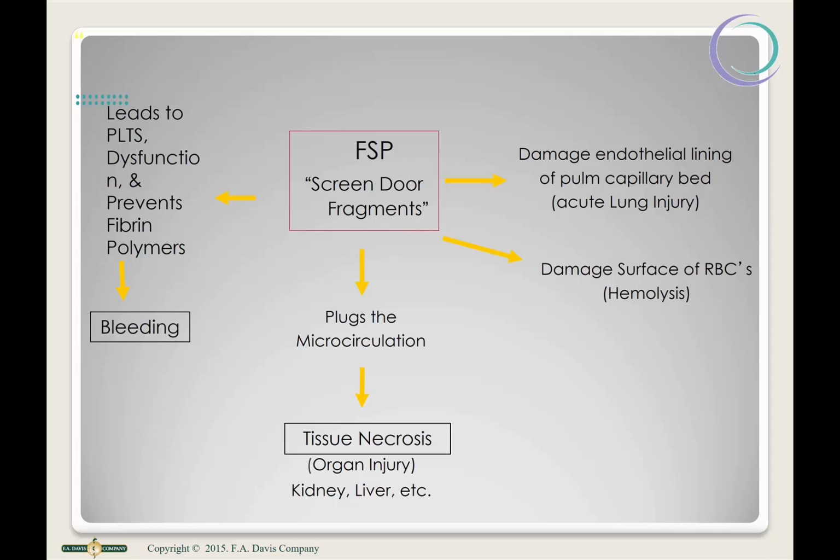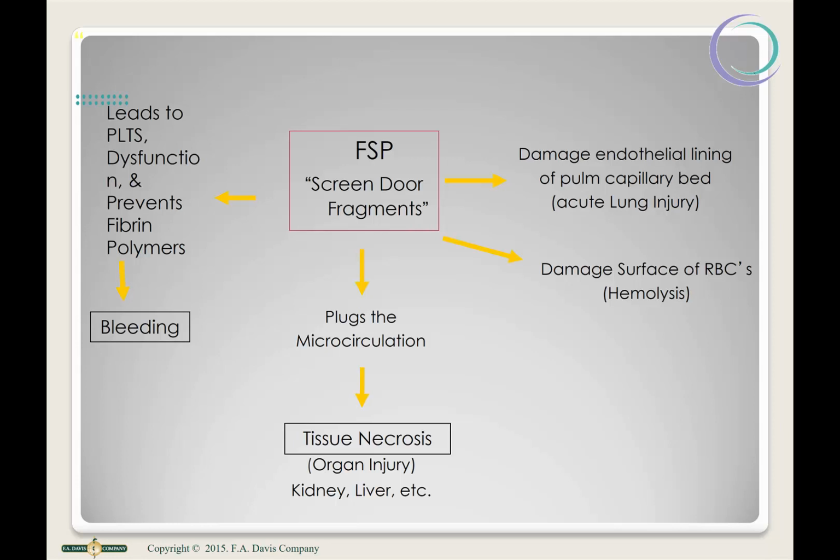But what happens with DIC is those little fragments end up going to the microcirculation, those micro vessels at the organs. So that blood supply that's supposed to be supplying oxygen and nutrients to those organs is now also supplying them with all these little fragments. And that causes microclotting or microemboli at the organ level, which then damages each of the organs.